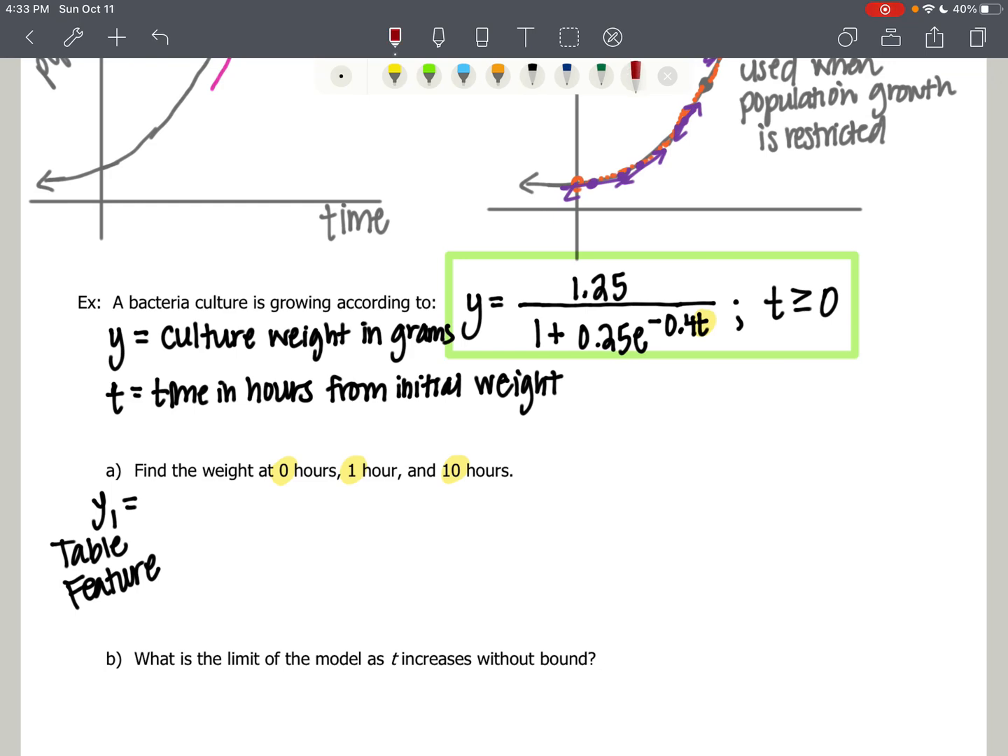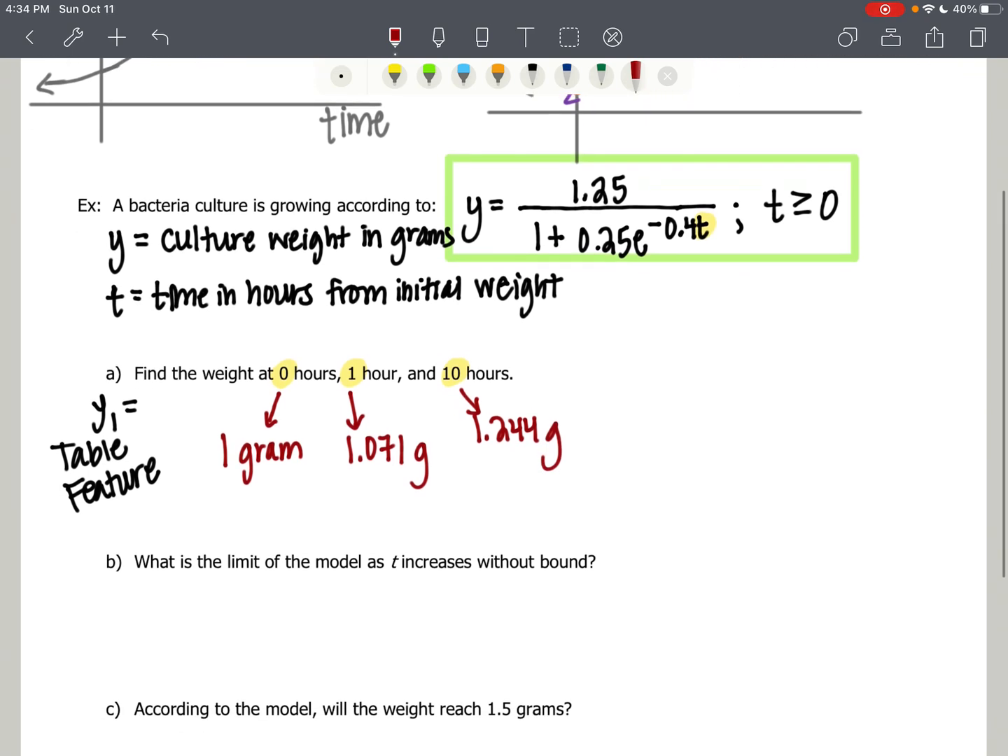Okay, welcome back. If you have not paused this video, you've done yourself a disservice. Please make sure that you know how to put this into your calculator. 1 gram when we have 0 hours, 1.071 grams at 1 hour, and 10 hours we have 1.244 grams.